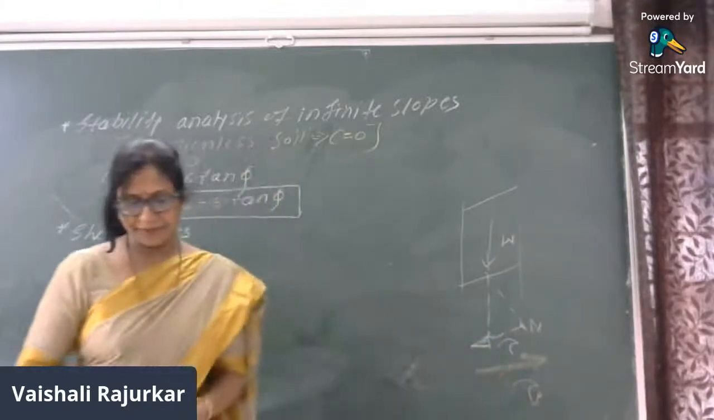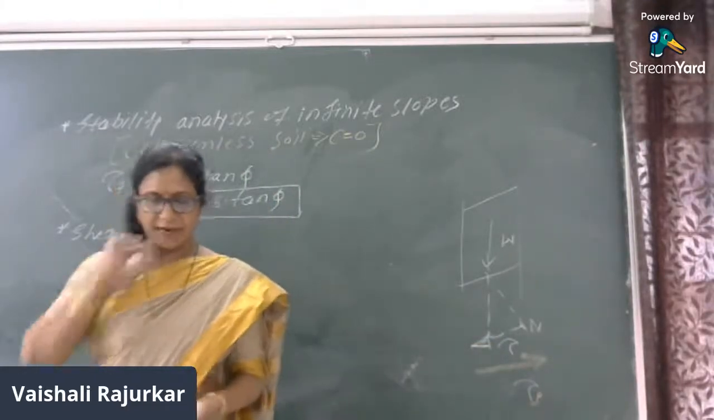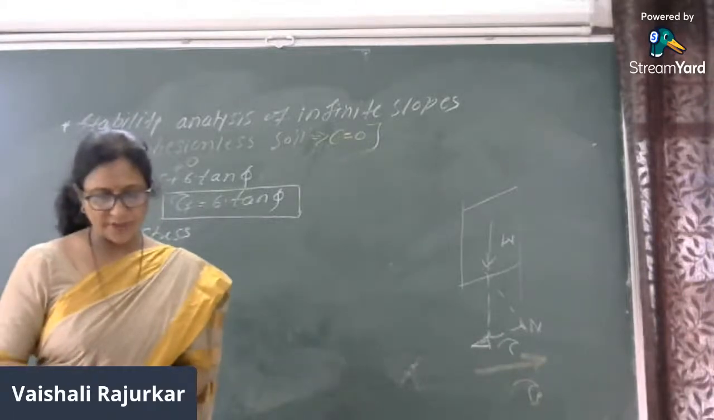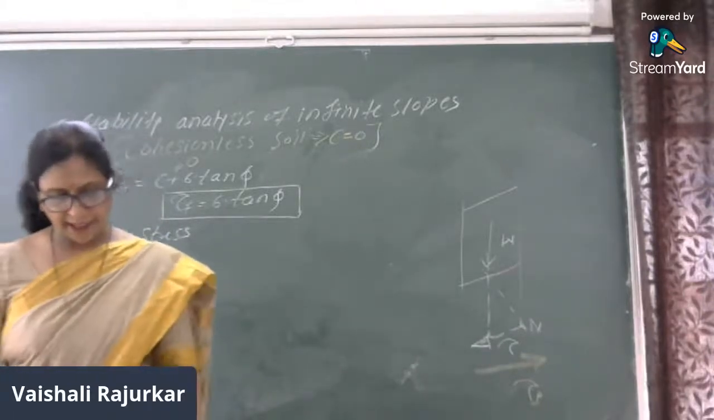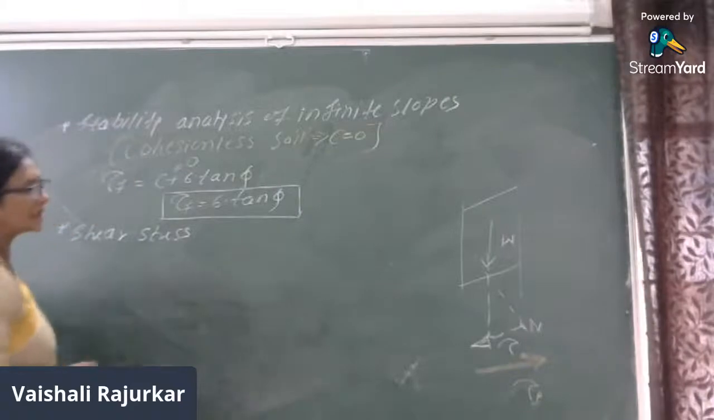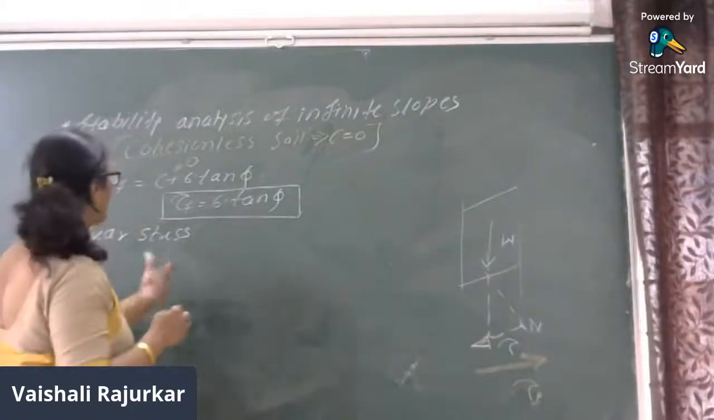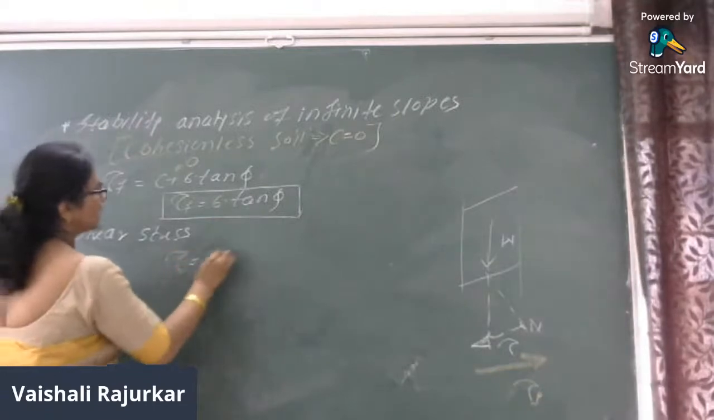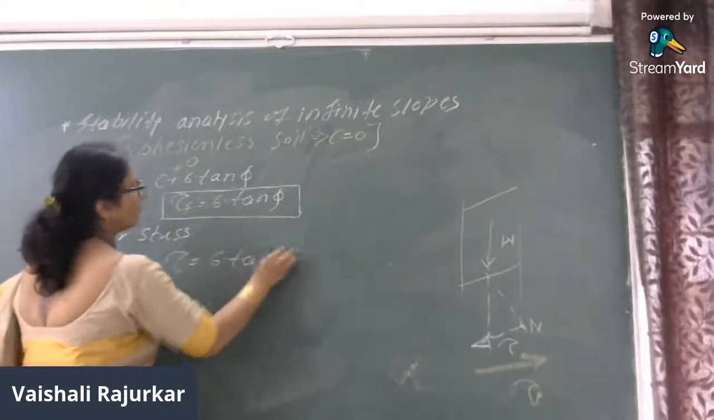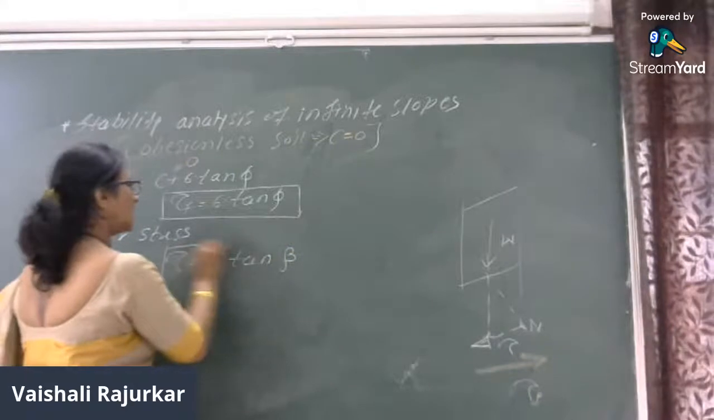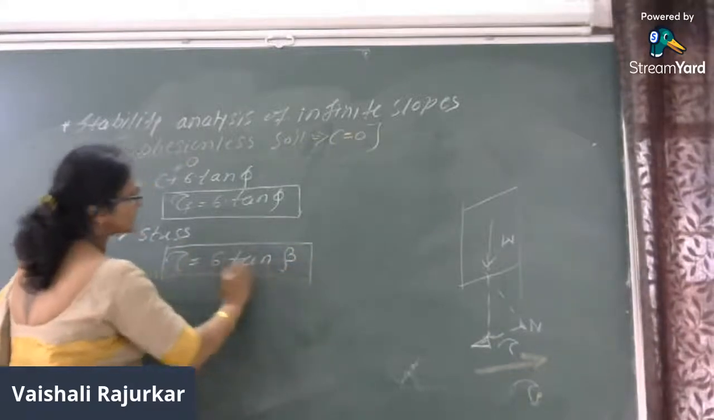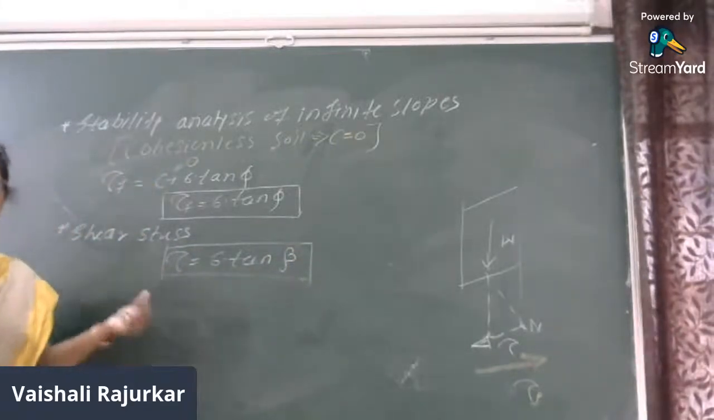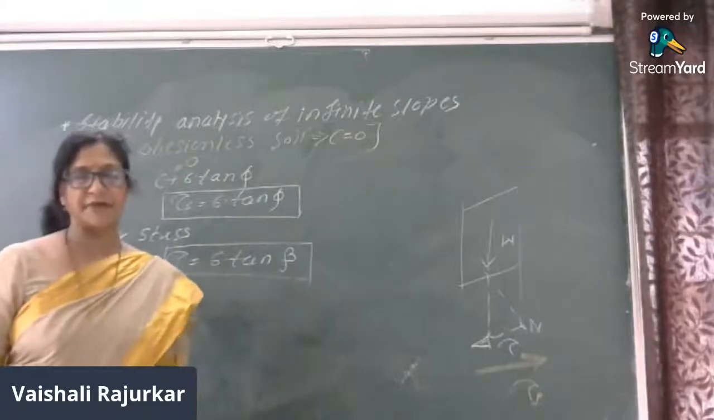Tau is basically sigma tan I, where I is the angle of inclination, that is, sigma tan beta. So here tau is equal to sigma into tan of beta. How this term is sigma tan beta, we have already discussed in the previous lecture.